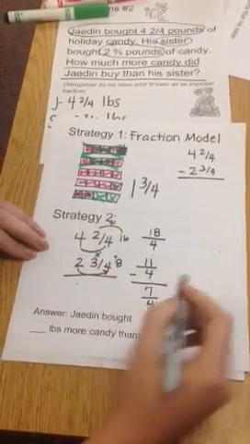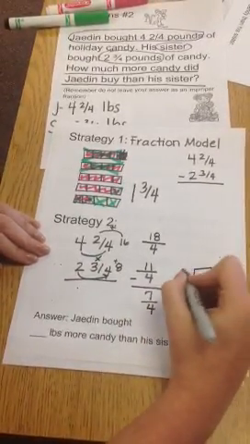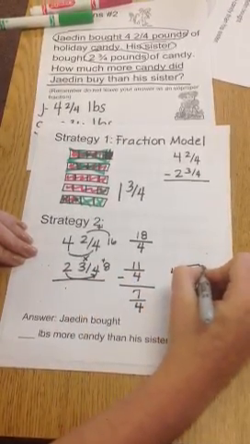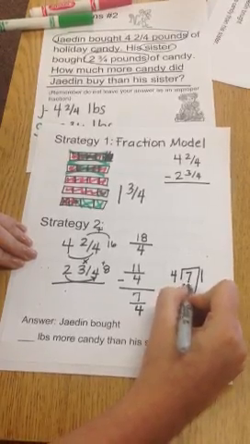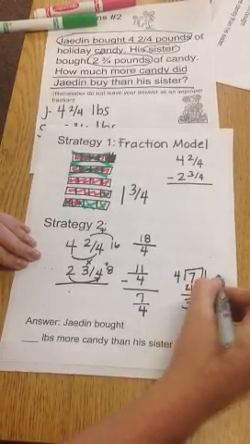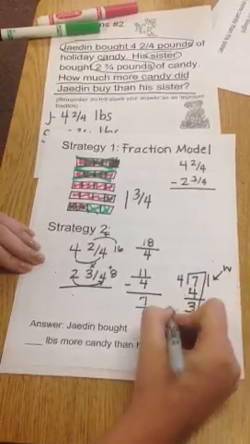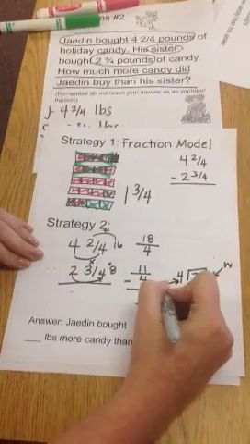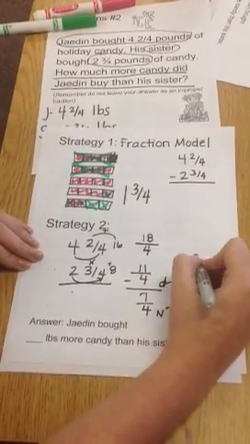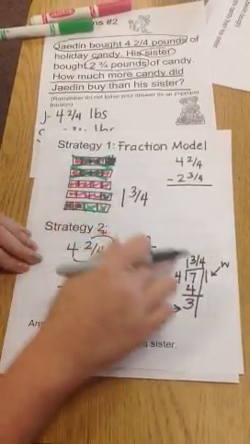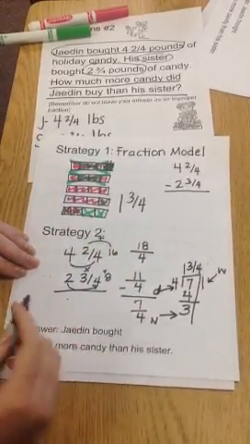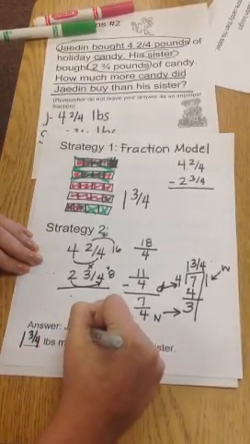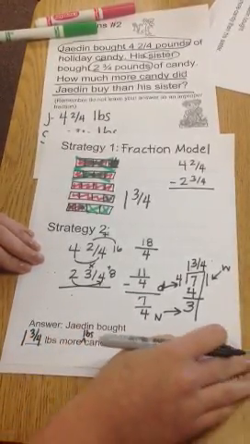We cannot leave it this way, and so we use our division strategy to figure out how to turn an improper fraction to a mixed number. 4 goes into 7 one time. 1 times 4 is 4. Subtracting, you get 3. Your final answer: this is your whole number, this is your numerator, and your denominator stays the same. So it's 1 3/4. So we got the same answer both times. This shows us that Jaden bought 1 3/4 more pounds of candy than his sister.